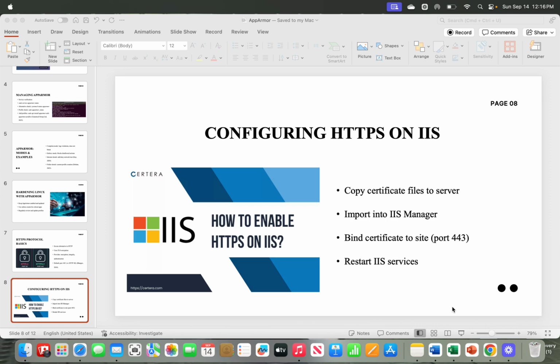Then they use IIS Manager to import the certificate into the server's certificate store. After that, the certificate is bound to the target website using port 443. Finally, the IIS services are restarted to apply the changes. This process ensures all the communications from clients to the website are encrypted and authenticated. Proper configuration of HTTPS on IIS not only benefits the security of user data, but it can also help to keep organizations and industries secure.